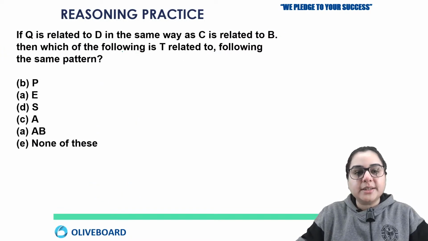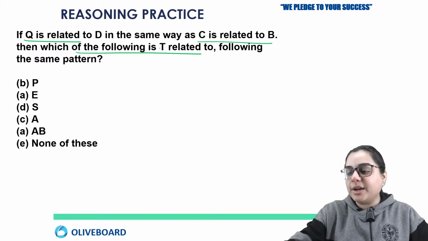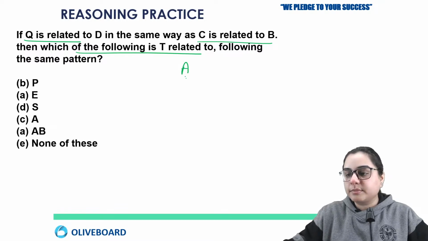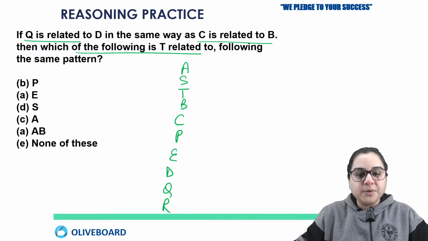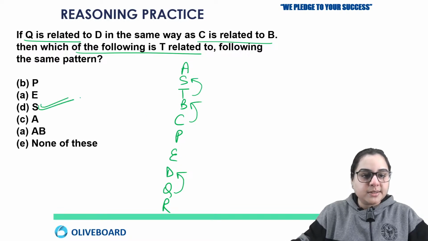Okay, so now let's try the next question: if Q is related to D in the same way C is related to B, then which of the following is T related to? So you have to answer this. This was your sequence, right? So how is Q related to D? Above Q it is D. C related to B, above C it is B. Then how is T related? Above T it is S. So the answer here will be option number D. So I hope this is clear.